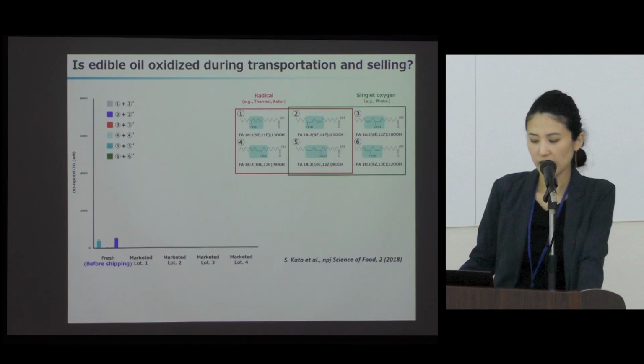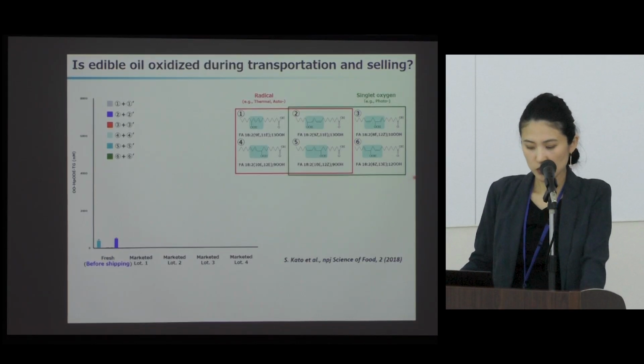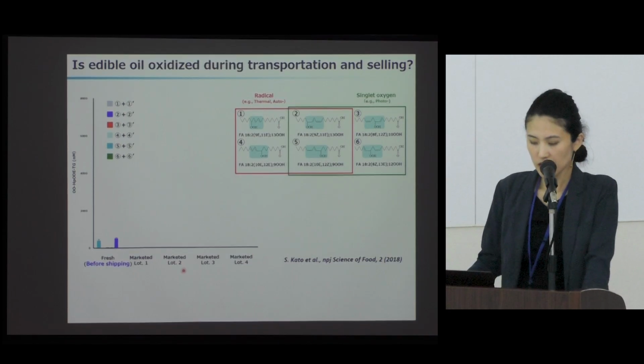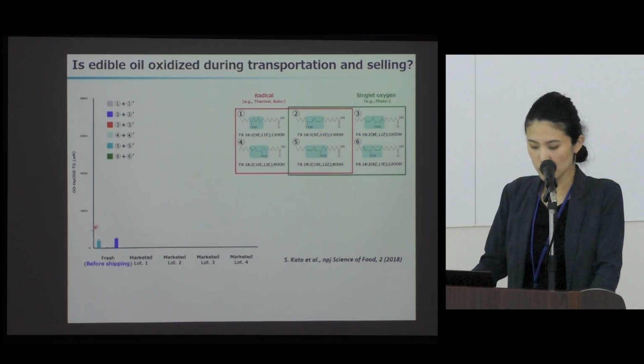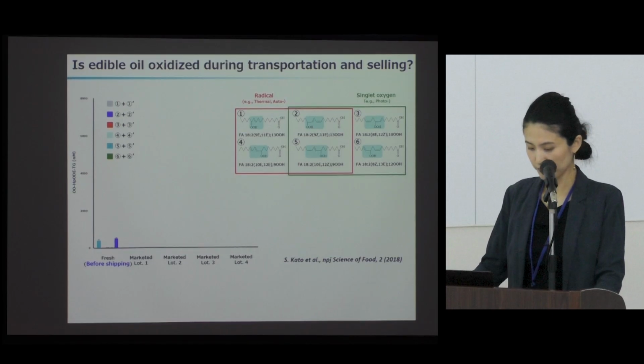Then we applied this method to analyze marketed canola oil. In the fresh canola oil, which was before shipping, there are two types of TGOH, which are number 2 and 5. This means that the fresh canola oil was slightly oxidized by radical oxidation at low temperature.